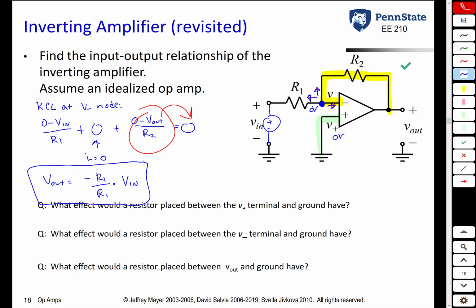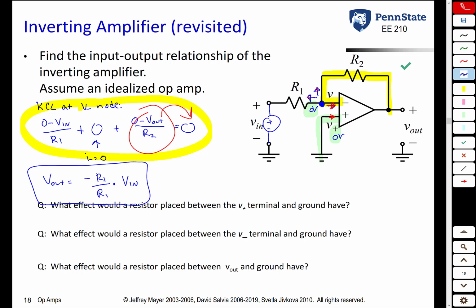Same result we got a few pages earlier in our previous lecture with much, much less work. We had one relatively simple KCL equation to write. The fact that we use the virtual short circuit approximation, this voltage equals this voltage, and we use the fact that the current into the two terminals, this current here and this current here, are both 0, allows us to get this answer without much work at all.